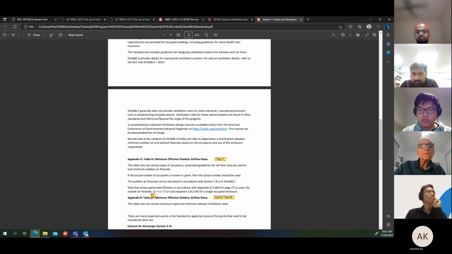So I'll just keep reading through. It doesn't provide ventilation for some specialised processes or industrial processes such as woodworking and laboratories. Ventilation for these special projects is found in other standards and references beyond the scope of what we're talking about here. But I am mentioning here a code that's really useful. I've been involved in some projects, for instance, a woodworking factory or a TAFE college with woodworking, metalworking, things like that. It's not really covered by AS1668, but there's an industrial ventilation code that's really helpful. And I've given you a link to the website there.